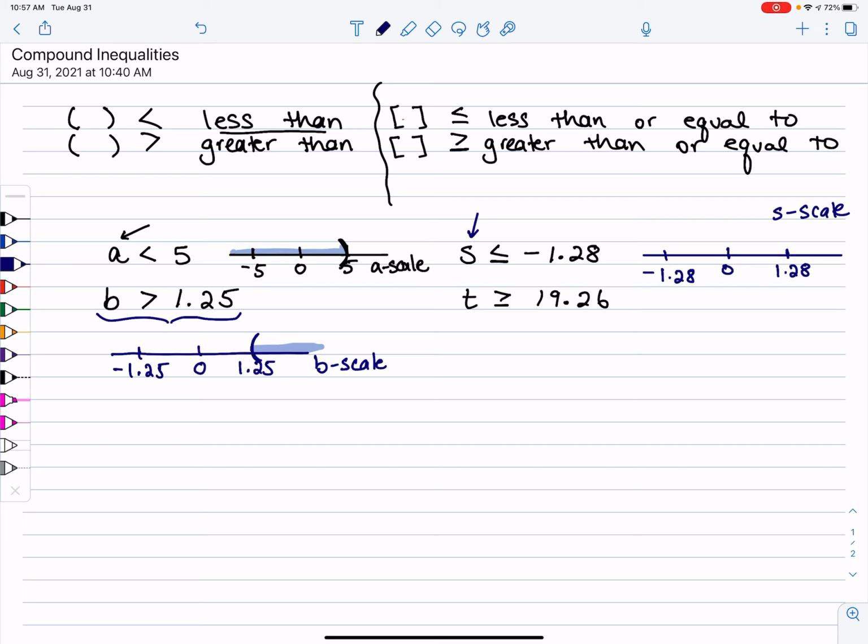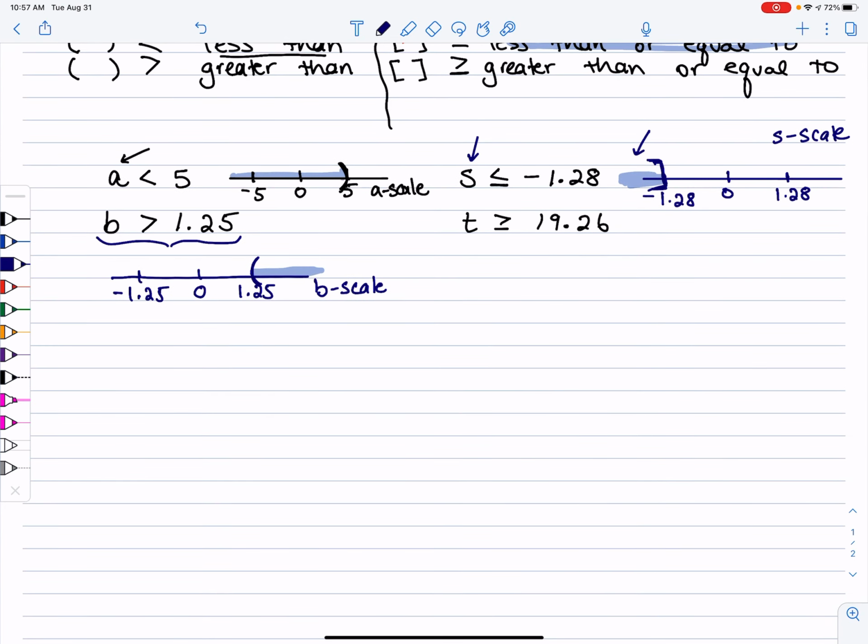We're looking for all of the numbers that are less than negative 1 and 28 hundredths. Numbers that are less than negative 1.28 are numbers to the left of negative 1.28. And because we are talking about the inequality symbol less than or equal to, then we're going to use a bracket. So this region here represents all of the numbers that are less than negative 1 and 28 hundredths.